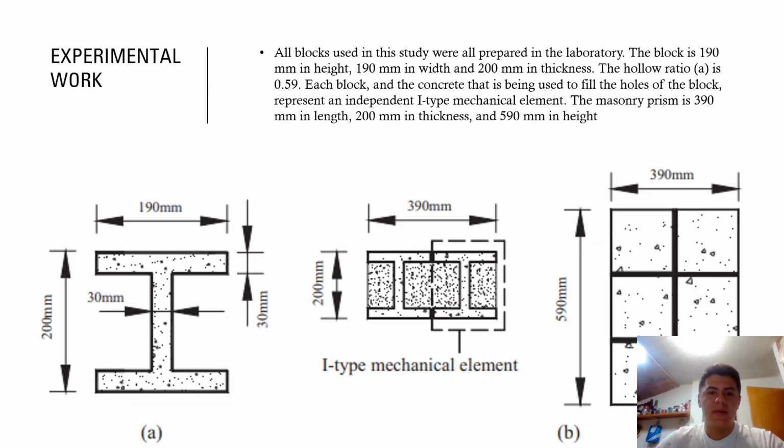masonry. All blocks used in this study were prepared in the laboratory. The block is 190 millimeters in height, 190 millimeters in width, and 200 millimeters in thickness. Here you can see the mechanical element on this grouted masonry.